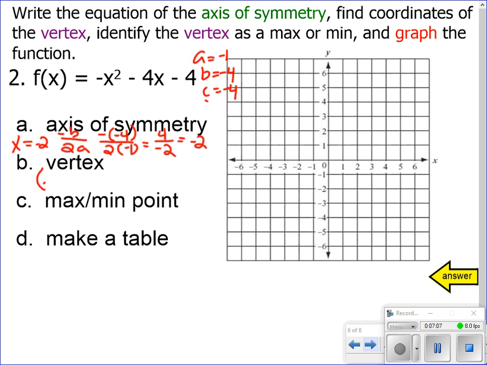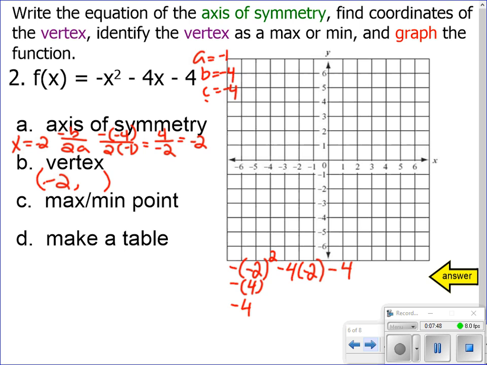Now that I know that my axis of symmetry is negative 2, that tells me that my x-coordinate for my vertex is also negative 2. So if I go down and I put it into my negative x squared equation, so that'd be negative of negative 2 squared minus 4 times negative 2 minus 4. Well, negative 2 squared is 4. Remember, we're going to do exponents before we take care of this negative here. So negative 2 squared is positive 4. And then that negative is going to make that into a negative 4.